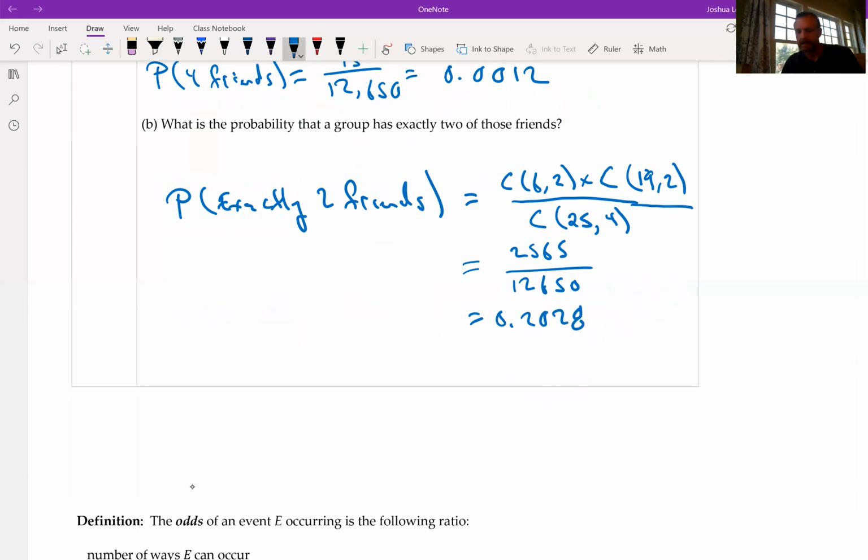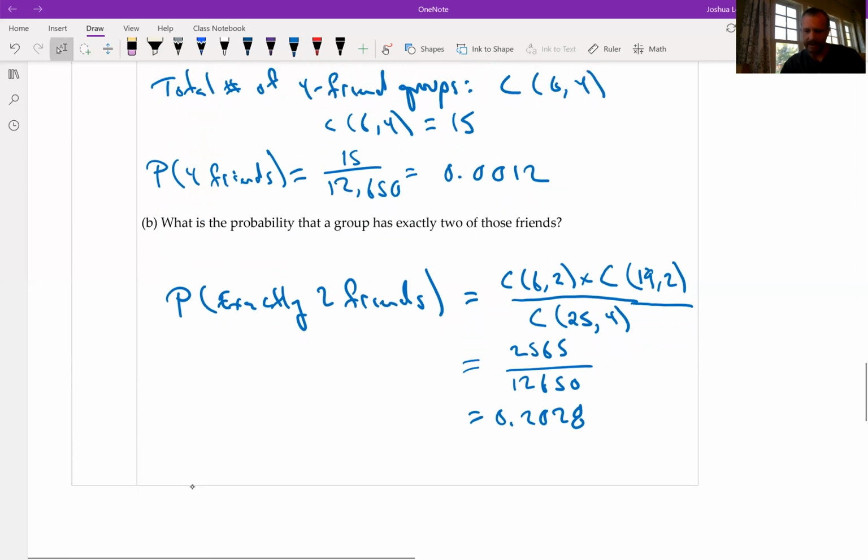Okay. So this one was a little more complicated. And again, I would encourage you to spend some time digesting this numerator, right? Because it's not just enough that you had 2 people coming from the 6. You also have to consider where the other 2 people come from. These are the 2 that came from the friends. These are the 2 that came from the non-friends, joined by multiplication, because this is the fundamental counting principle. How many ways can I pick 2 people from the friend group times the number of ways I can pick 2 people from the non-friend group?